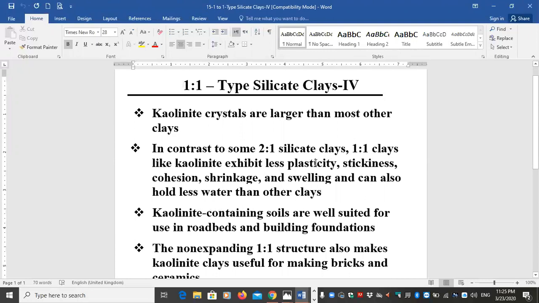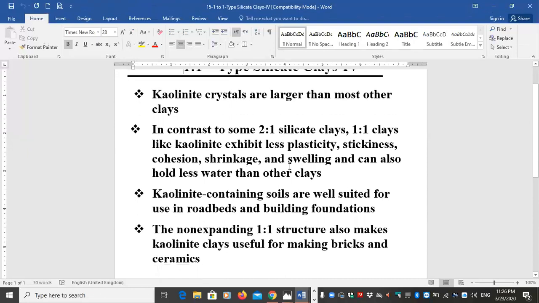All these properties: plasticity is the ability to be formed. If you hold it in your hand when it's wet, you can form it into different shapes. Stickiness is how much it sticks to your hand or to other things, and cohesion is how much it sticks to each other within the clay itself. Shrinkage and swelling we talked about. So, in contrast to 2-to-1, all these properties are low because it has low surface area and low capability of holding water. So all of these characteristics will be low.